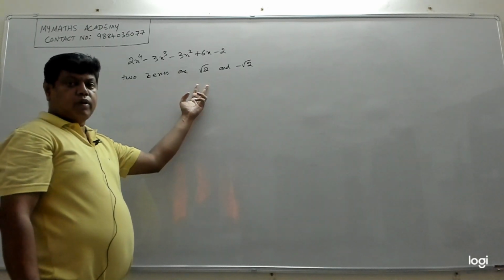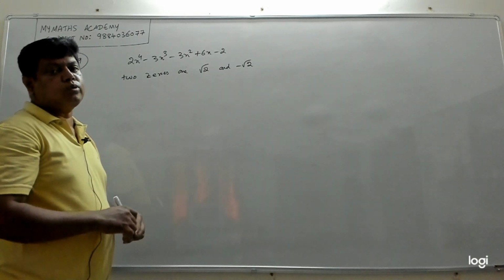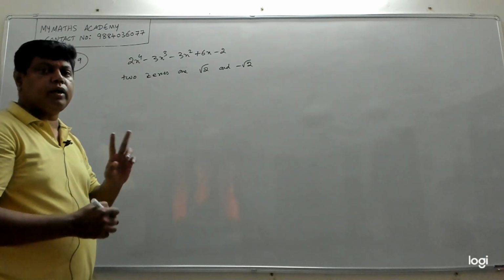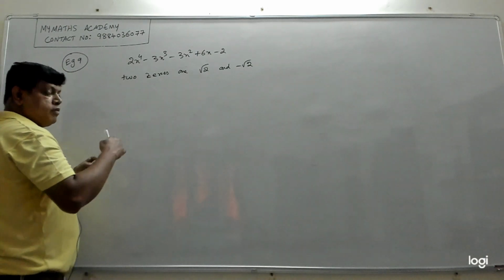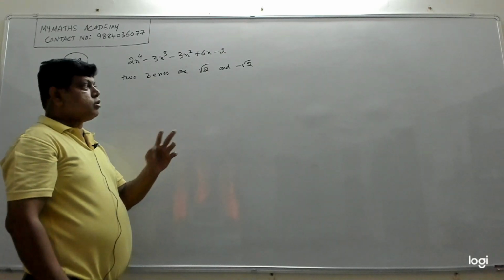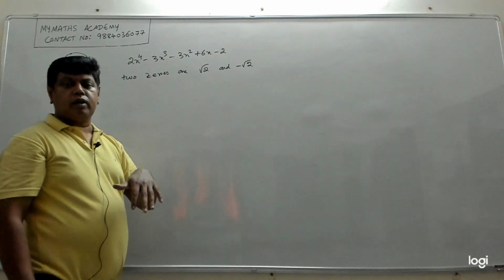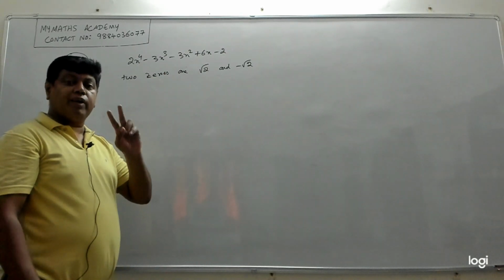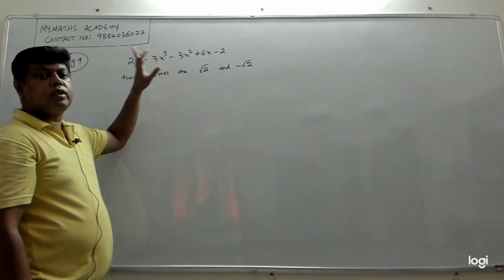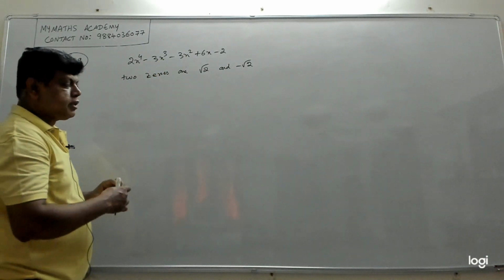So 2 zeros are given. We have to find the remaining 2 zeros. So totally we will get 4 zeros. 2 zeros are given and we will try to find 2 more zeros. So how do we find the remaining 2 zeros for this polynomial? So that is the question.